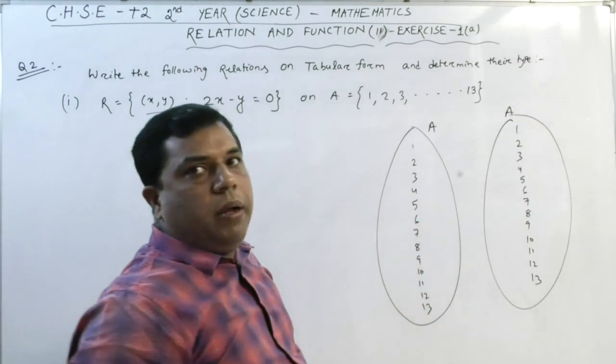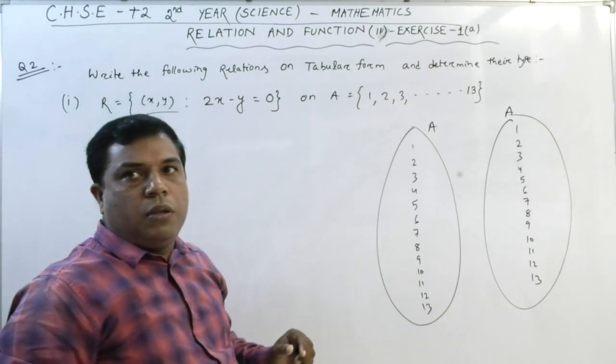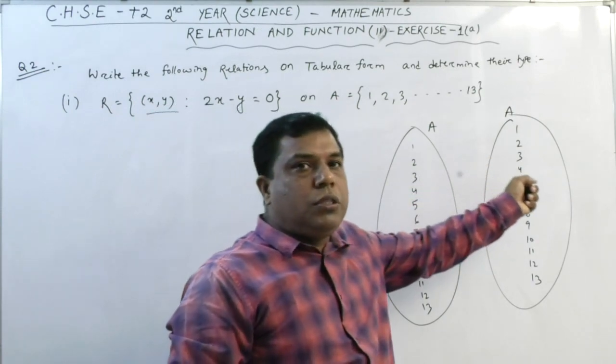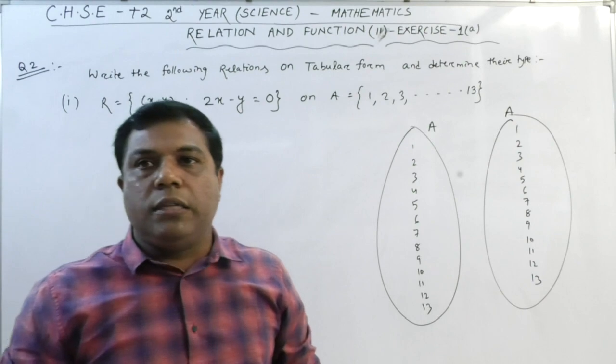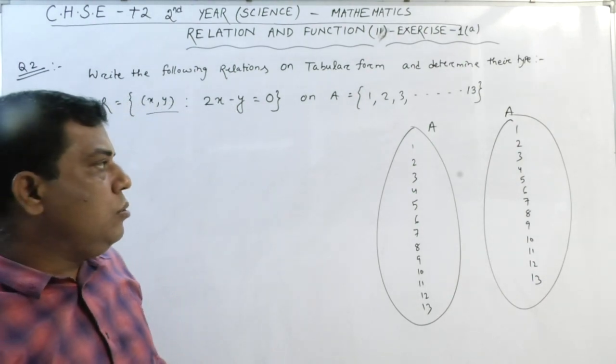Now you have to connect that. And how is the connection there? So that 2x minus y equal to 0. So we pick up an x from A and we pick up a suitable y from A also, and the relation is 2x minus y is equal to 0. 2 times x minus y is equal to 0.